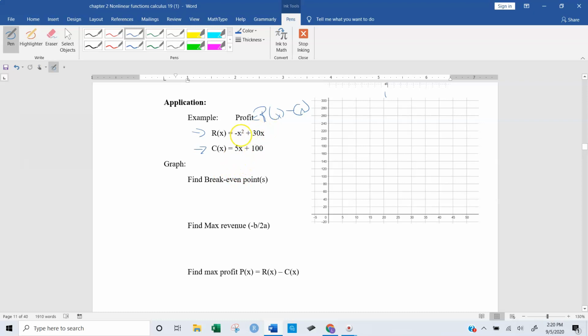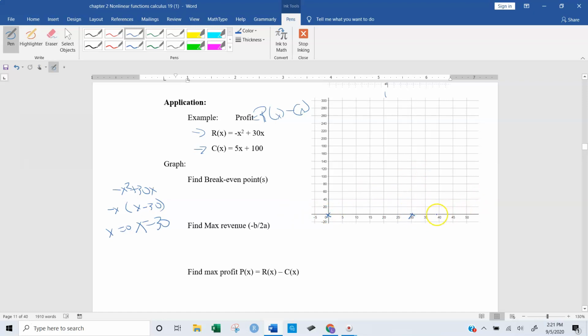So when we graph this, we're going to look at minus x squared plus 30x. When I graph this, I'm going to factor out a negative x, which gives me x minus 30. And we're going to cross at x equals 30 and x equals 0. So we're going to have 0 here. We're going to have 30 here.